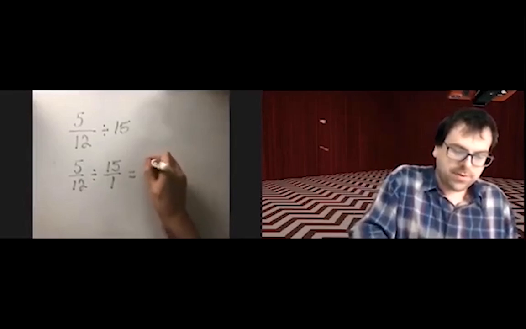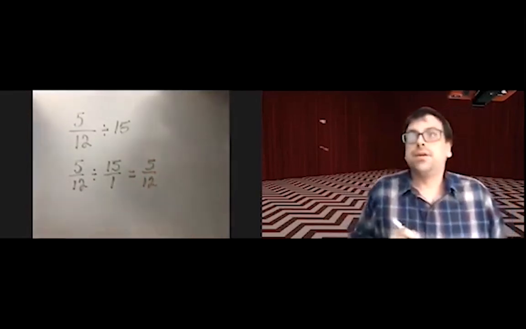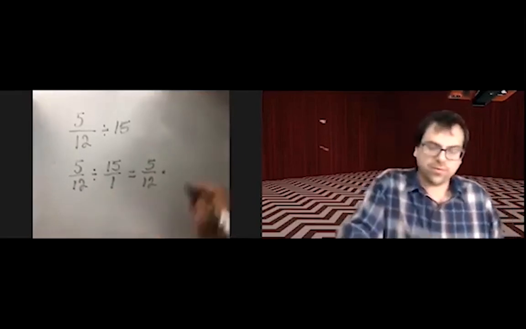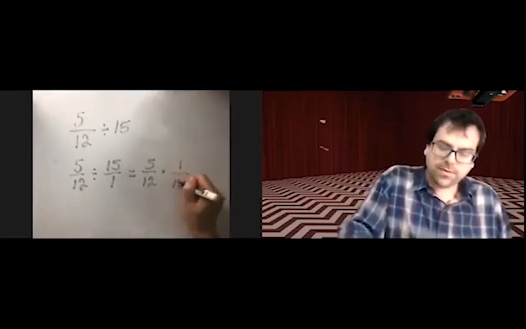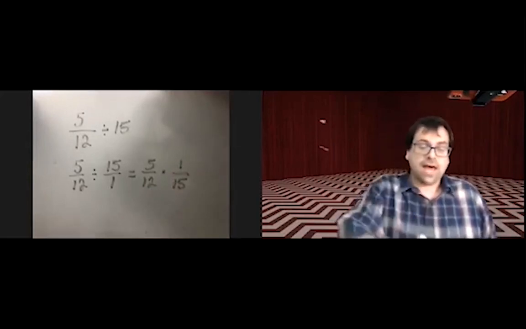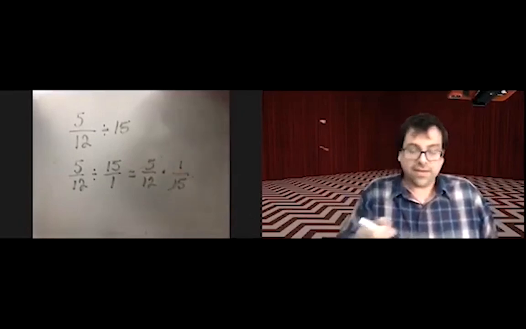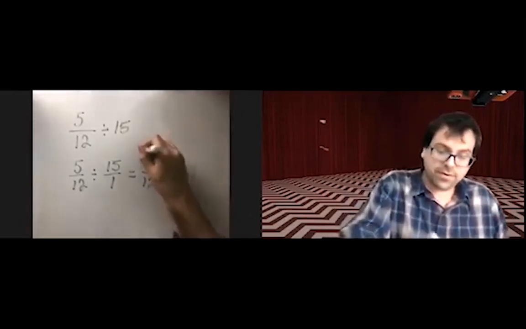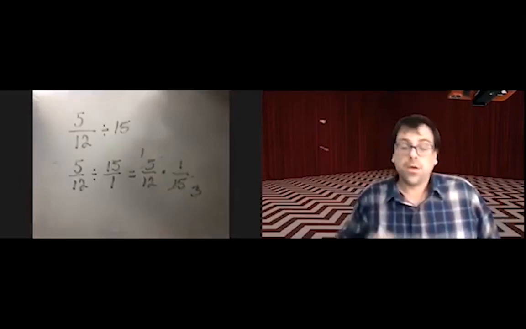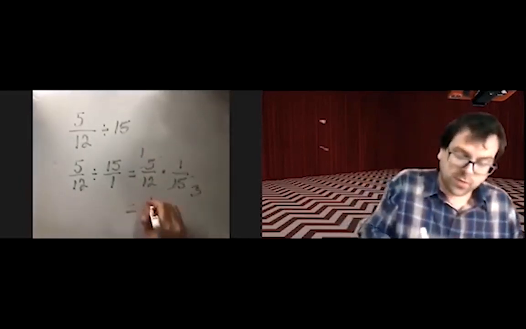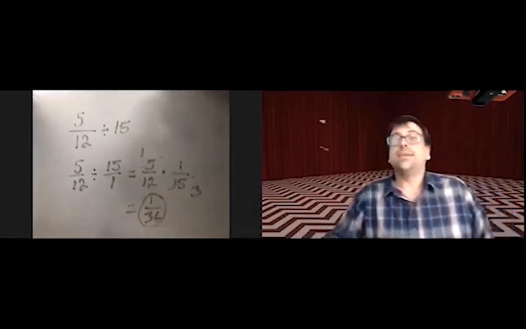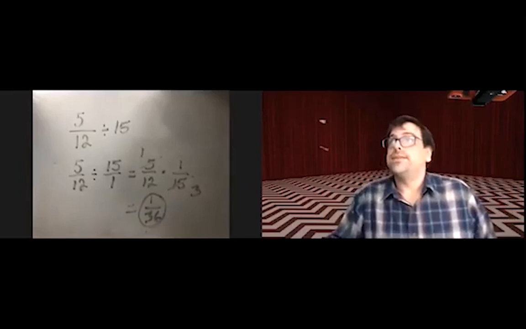Keep the 5/12, change division to multiplication, and flip the 15 over 1. 1/15. 5 and 15 can both be divided by 5. So 1 over 3. 1 times 1 is 1. 12 times 3, 36. So 1 over 36.